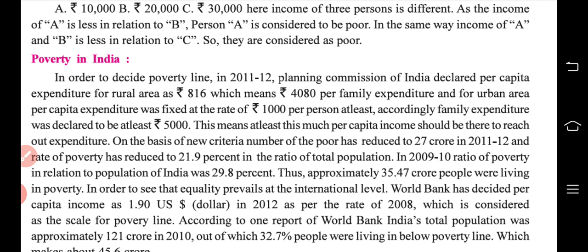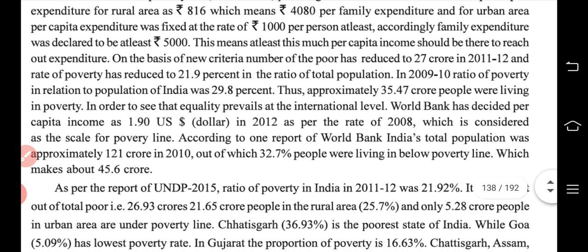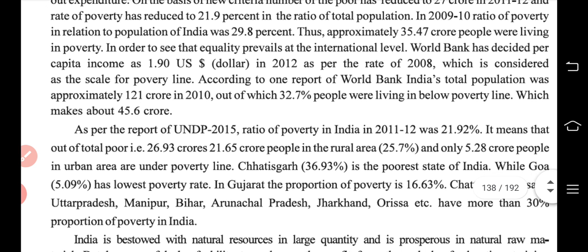According to one World Bank report, India's total population was approximately 120 crore in 2010, out of which 32.7% people were living below the poverty line, which makes about 45.6 crore. So students, as you can understand, almost half of our population is still living below the poverty line as per the report of the World Bank.